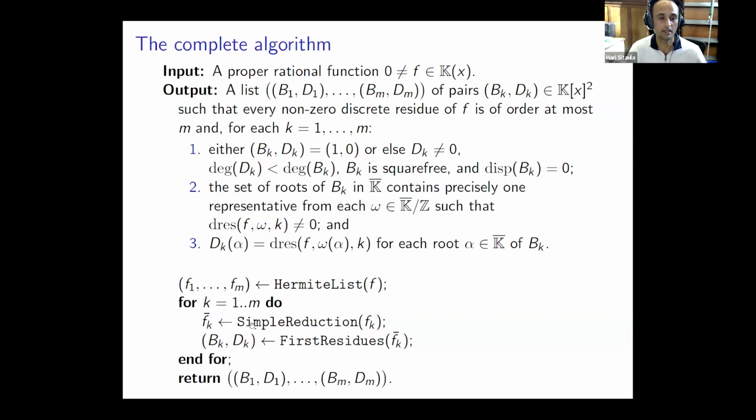And then after that, there is another algorithm, which is the simple reduction algorithm. We apply the simple reduction algorithm to each fk that we obtain by applying the Hermite reduction algorithm to the given original rational function, and we will get f bar of k. F bar of k will have some further properties, like it will have a square free and shift free denominator. And then we apply the first residues algorithm to each f bar of k to get bk and dk that have the properties mentioned earlier.